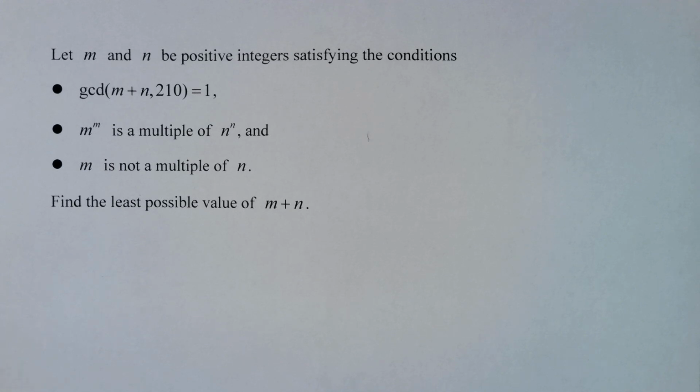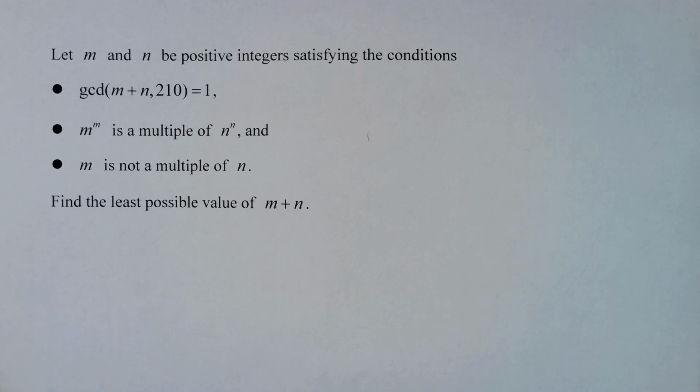Today, as always, you're getting another question here, and let's start off by reading the question. Let m and n be positive integers satisfying the conditions GCD, or greatest common divisor, of m plus n and 210 should equal 1. m to the power of m is a multiple of n to the power of n, and m is not a multiple of n. Find the least possible value of m plus n.